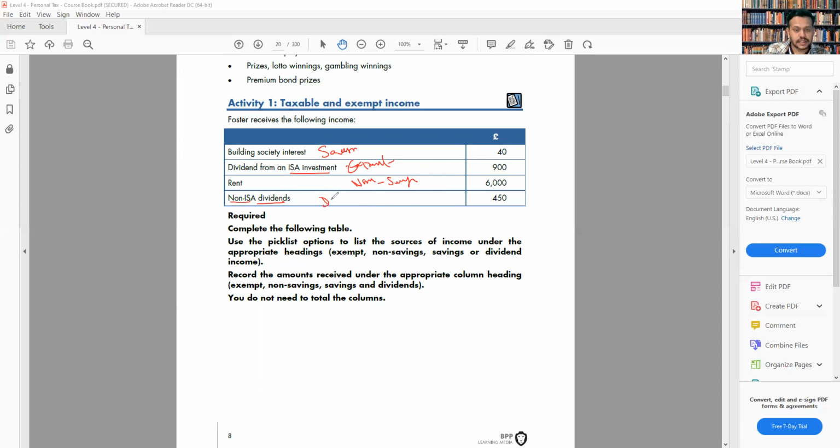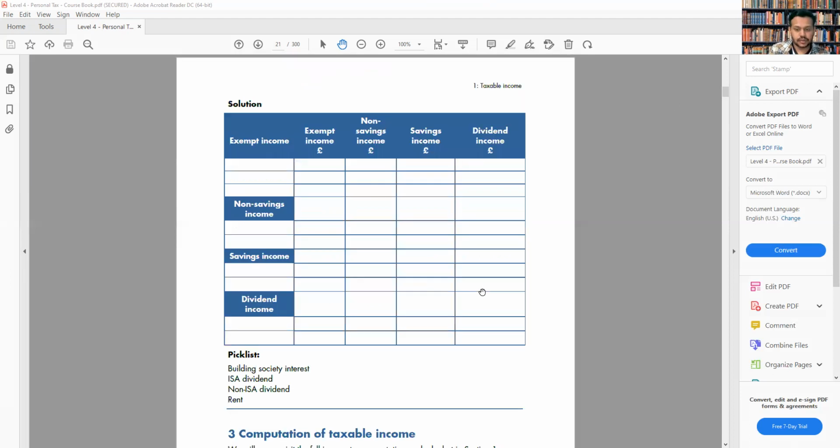So we have to learn how to categorize, how to identify which category this income belongs to. This will help us understand the tax rate and the implication for the tax. So we have building society interest, that is savings. Then we have a dividend from ISA, which is exempted. Rent is non-savings, and non-ISA dividend is a dividend. All right, let's read the requirement quickly. What is the requirement we have here? They give us a solution template. We just have to put the figures here.